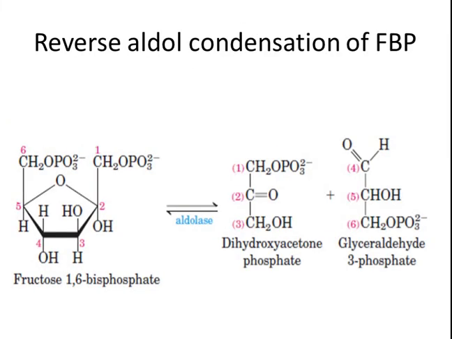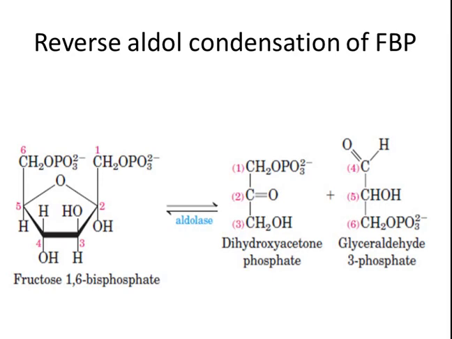So the fourth step is cleavage of fructose-1,6-bisphosphate, that is the reverse aldol condensation of fructose-1,6-bisphosphate. The enzyme fructose-1,6-bisphosphate aldolase, which is often simply called aldolase, catalyzes a reverse aldol condensation reaction. Fructose-1,6-bisphosphate is cleaved to yield two different triose phosphates, that is glyceraldehyde-3-phosphate, an aldose, and dihydroxyacetone phosphate, a ketose.